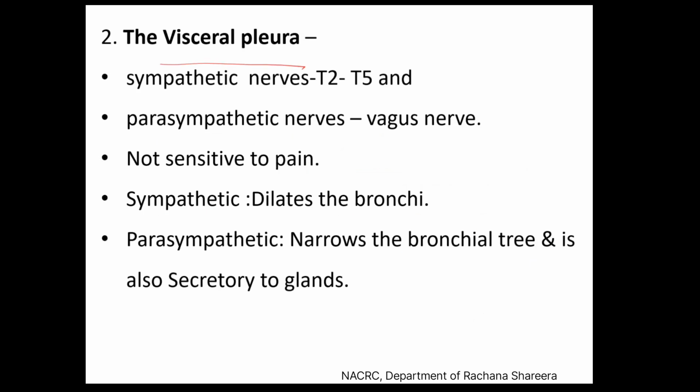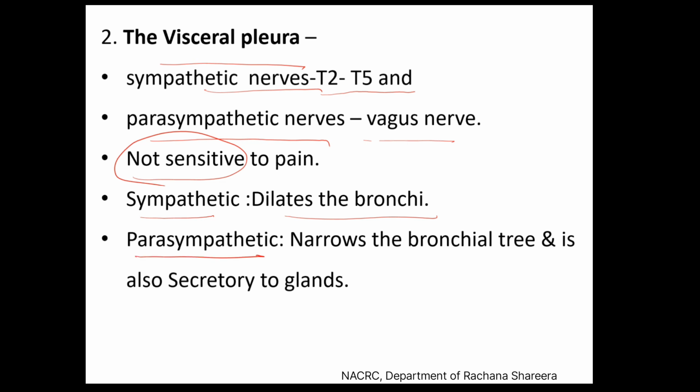Visceral pleura is supplied by the sympathetic nerves T2 to T5, and the parasympathetic vagus nerve. It is non-sensitive. Sympathetic nerves work for the dilation of the bronchi, and parasympathetic narrows the bronchial tree and is also secretory to glands. Mucus secretion is also found in your respiratory system.